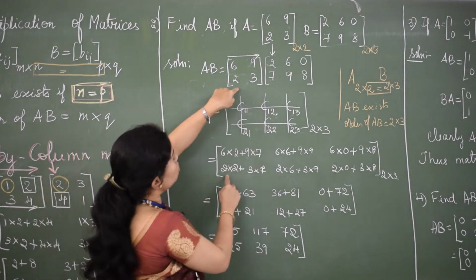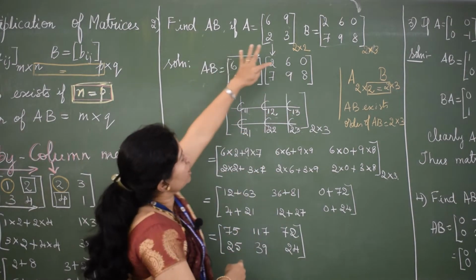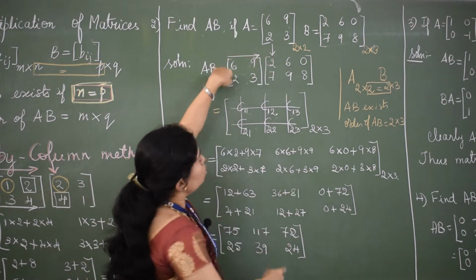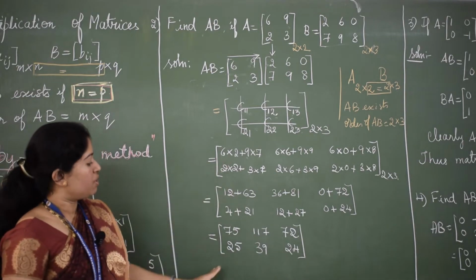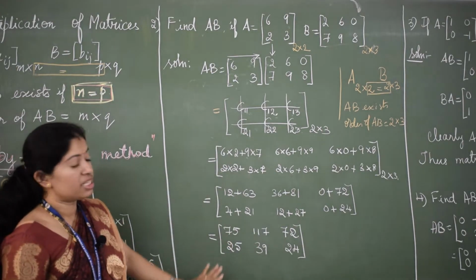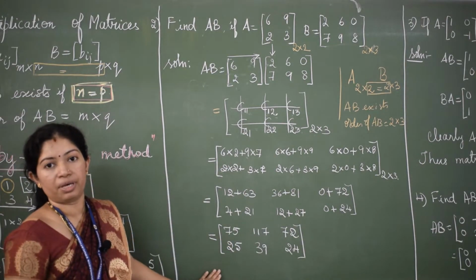So 2 into 2 plus 3 into 7. 2 into 6 plus 3 into 9. 2 into 0 plus 3 into 8. Then you will simplify. When you simplify, you will be getting this matrix, the product matrix AB.